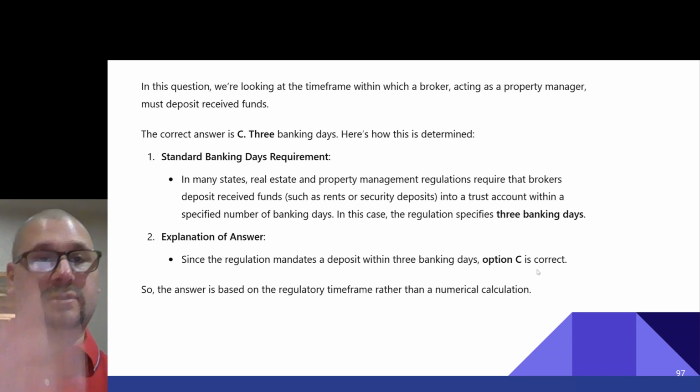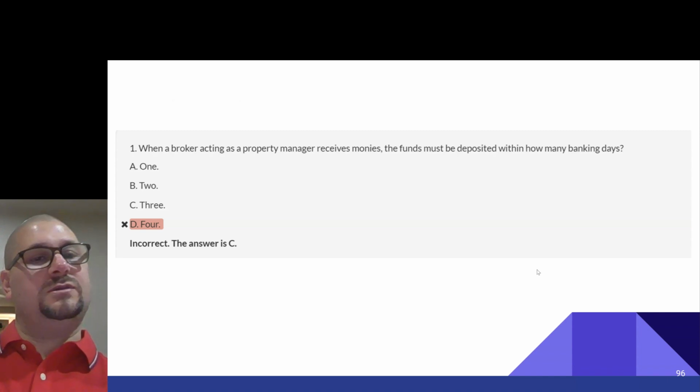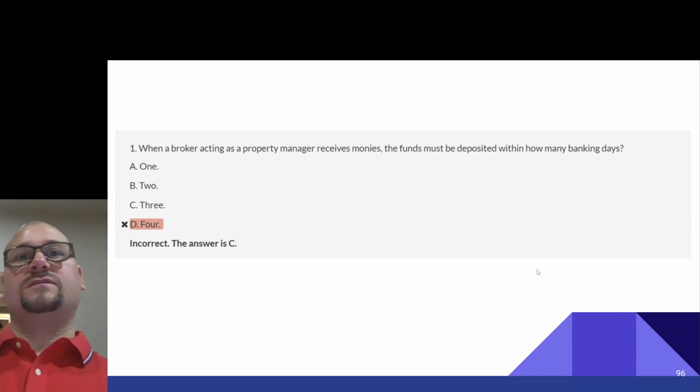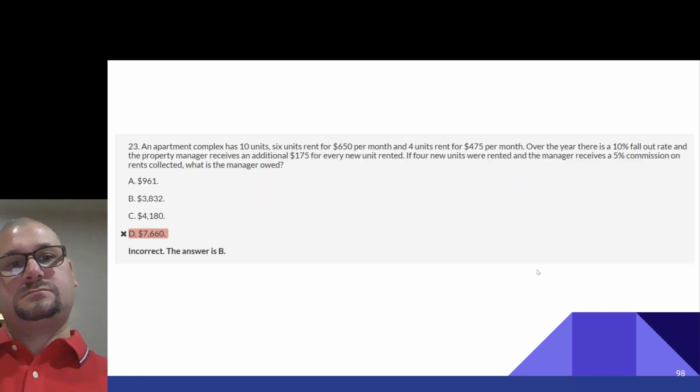So say you have commercial property and you hire a broker who's acting as your property manager. You give them the money for the rent or trust account. They have about 3 days to submit the money to the trust account.